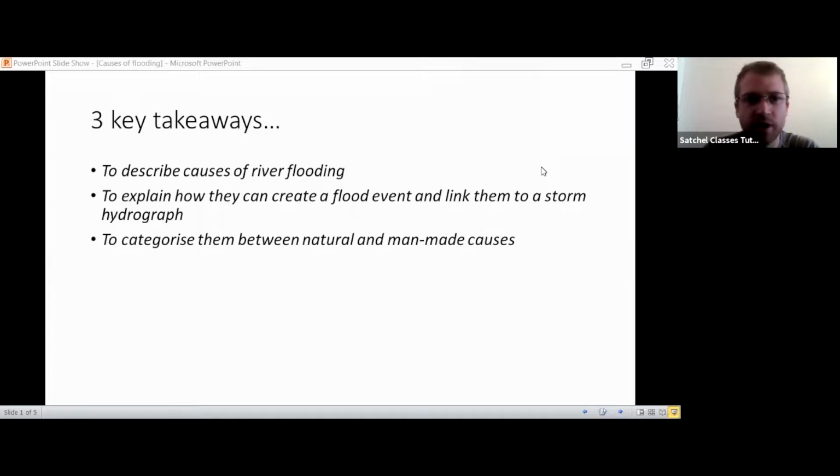Hello and welcome to our lesson on causes of river flooding. Our three key takeaways today are to describe the causes of river flooding, to explain how they can create a flood event, and hopefully link them to a storm hydrograph as well, and then to categorize them between natural and man-made causes. So we'll try and do all of those different elements today.